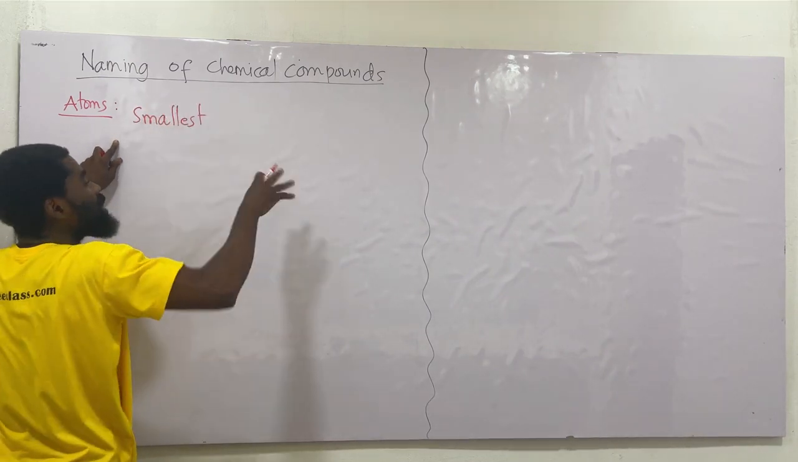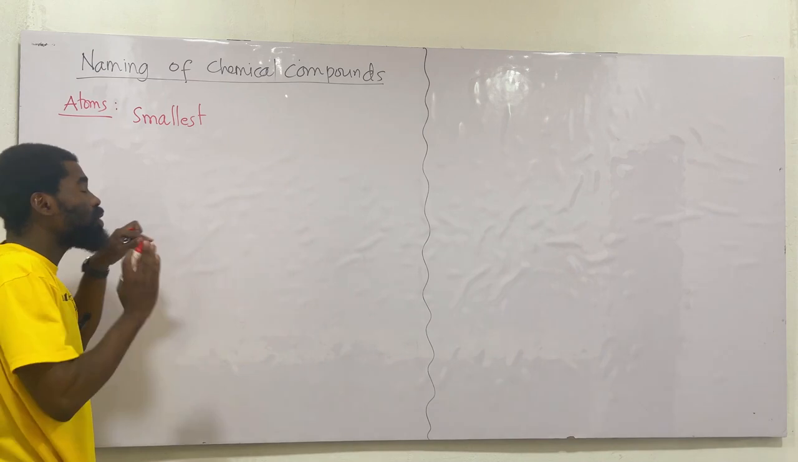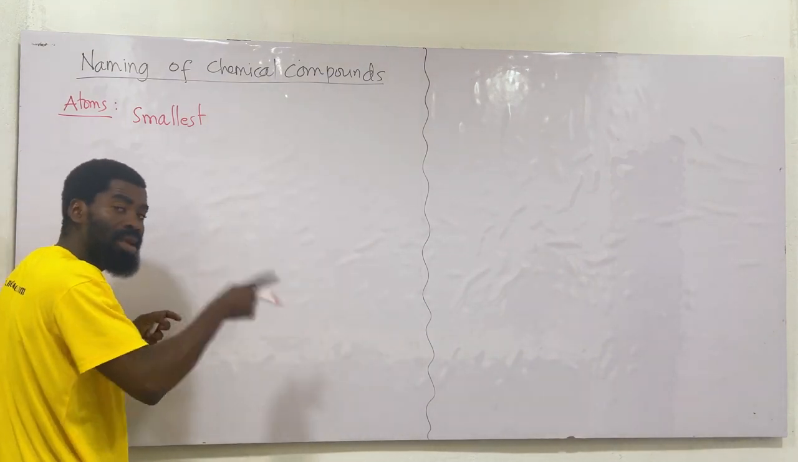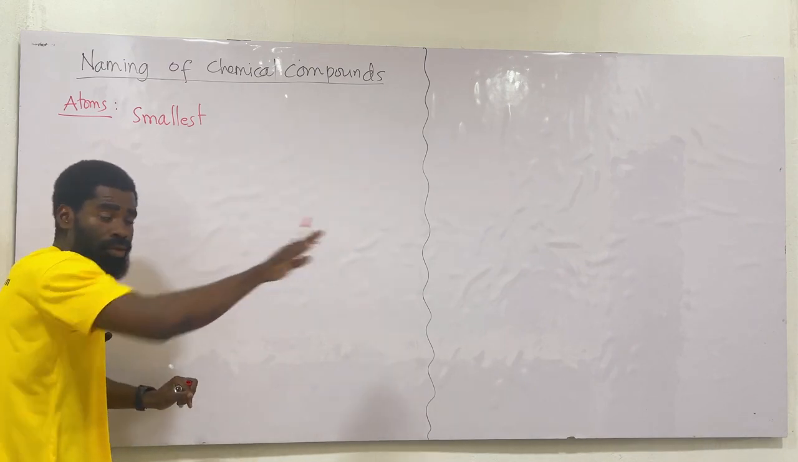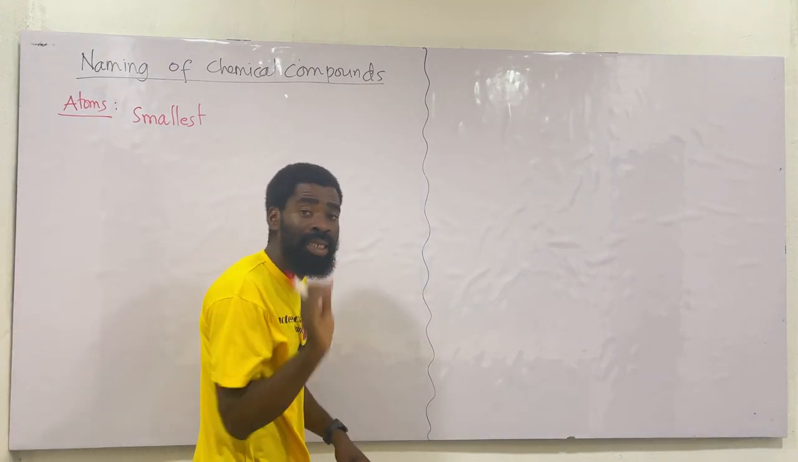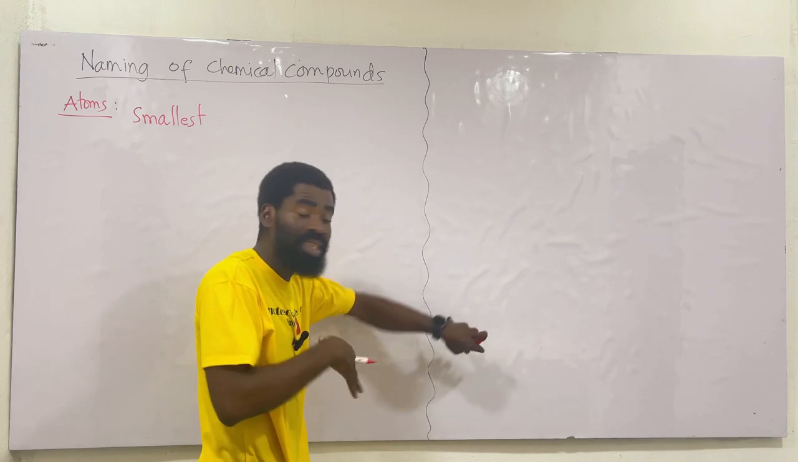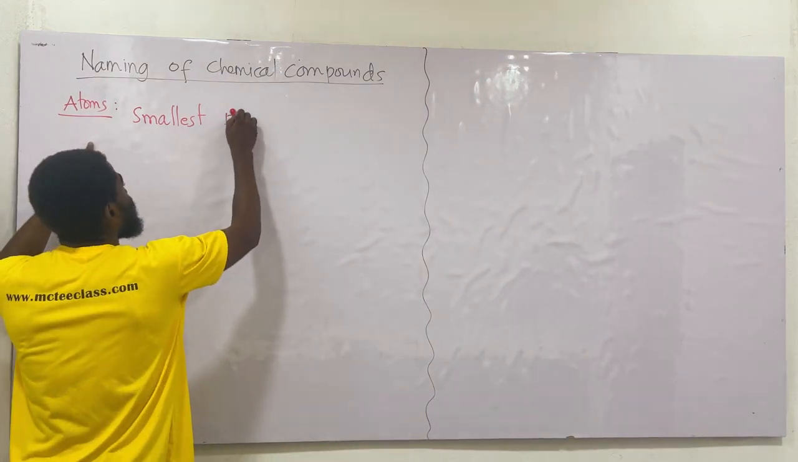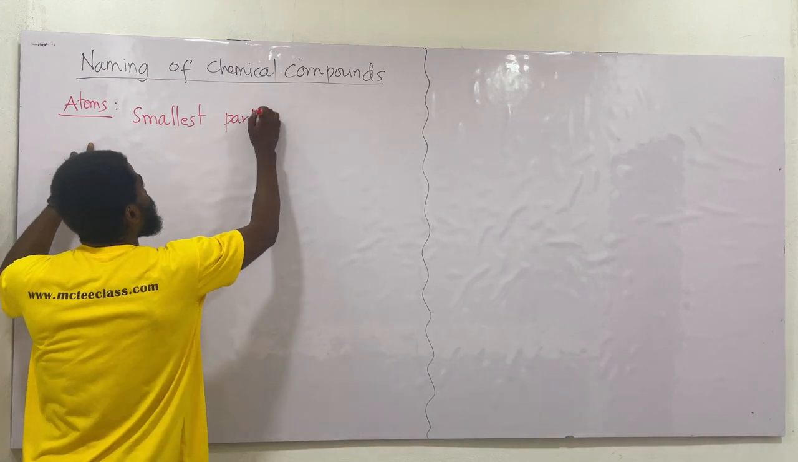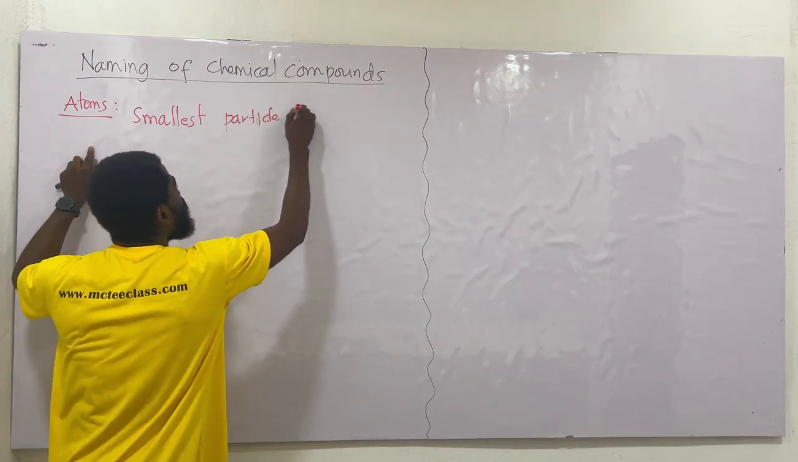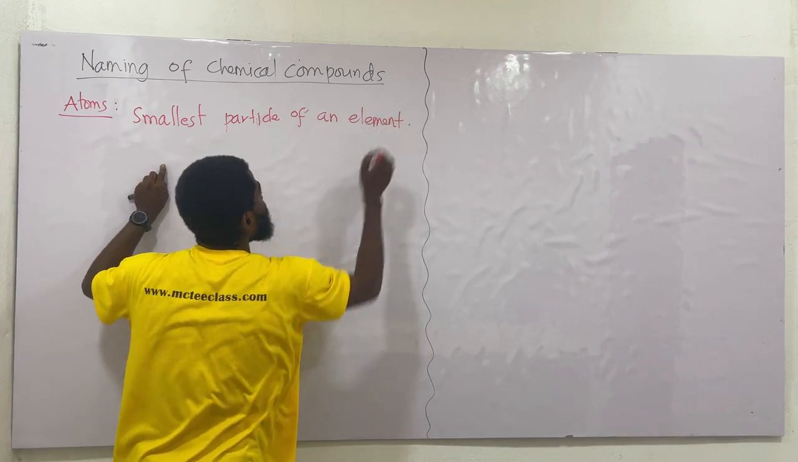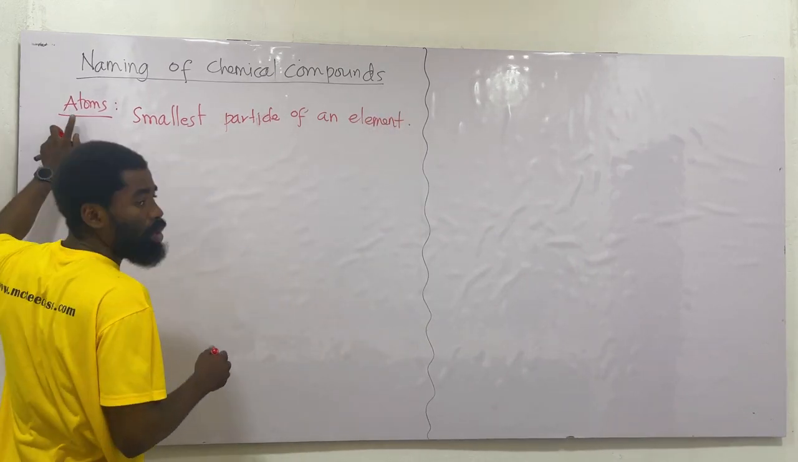Remember, without these things, you cannot get what I'm going to do here. So stay and listen carefully to the end for you to name them. When you know this, it's forever. You go to SHS and you still know how to do it, because the same thing they're going to teach you. So this is an advantage for you to learn it better. The smallest particle of an element is an atom.